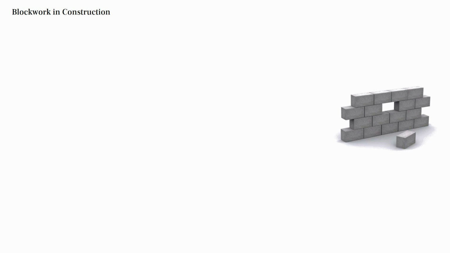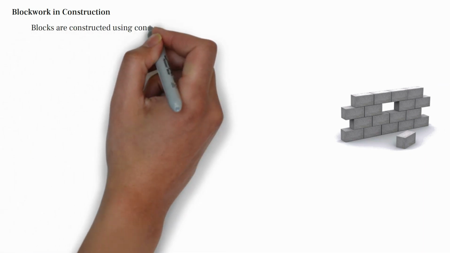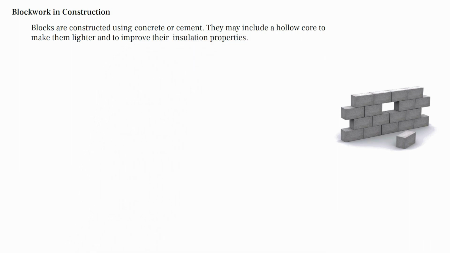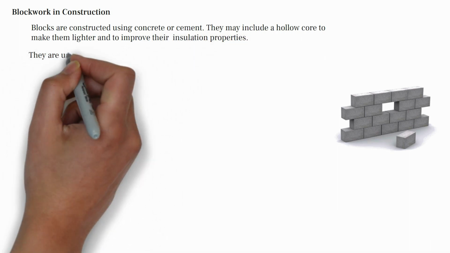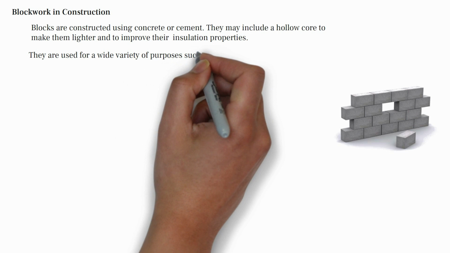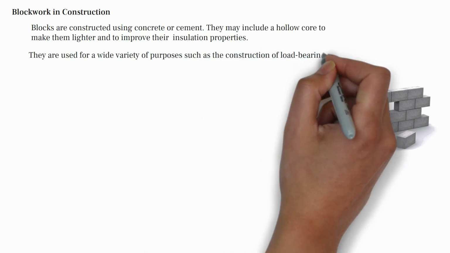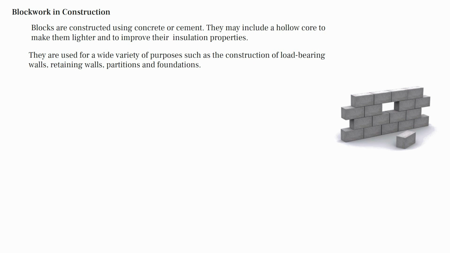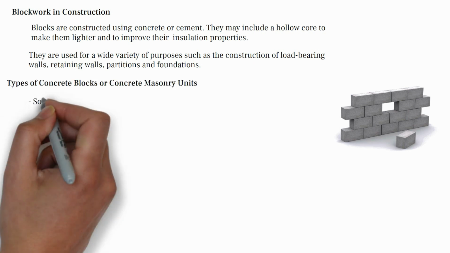Blocks are constructed using concrete or cement. They may include a hollow core to make them lighter and to improve their insulation properties. They are used for a wide variety of purposes, such as the construction of load-bearing walls, retaining walls, partitions, and foundations. Types of concrete blocks: solid concrete blocks and hollow concrete blocks.